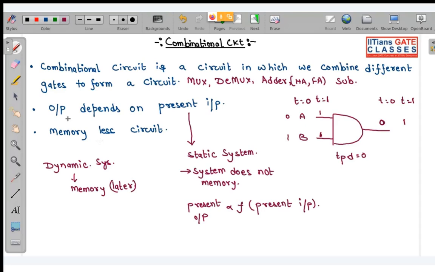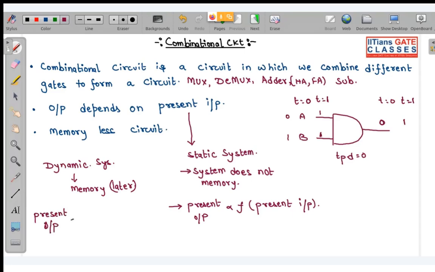Okay. So this is the third point I have written, that it is a memoryless circuit. Why? Because your present output depends on your present input. There is no provision for storing the past outputs.